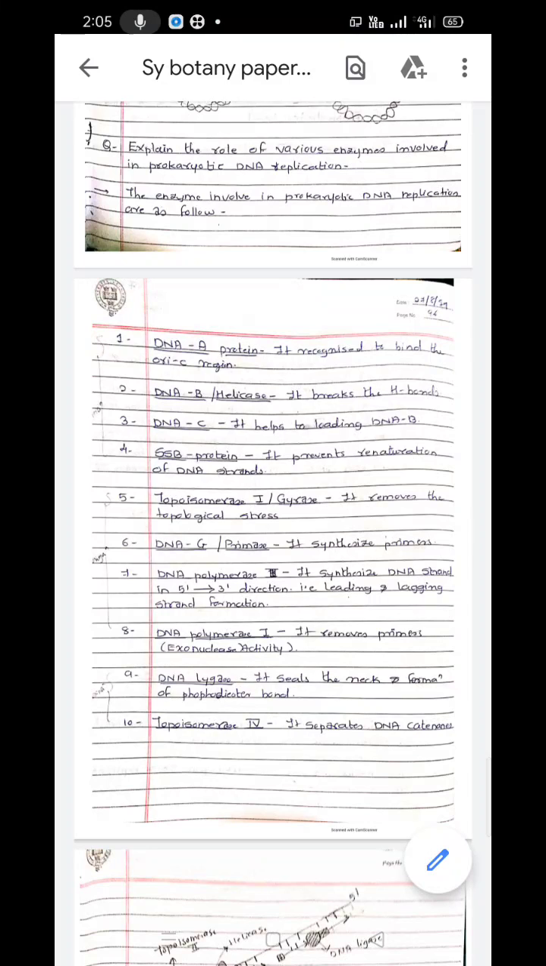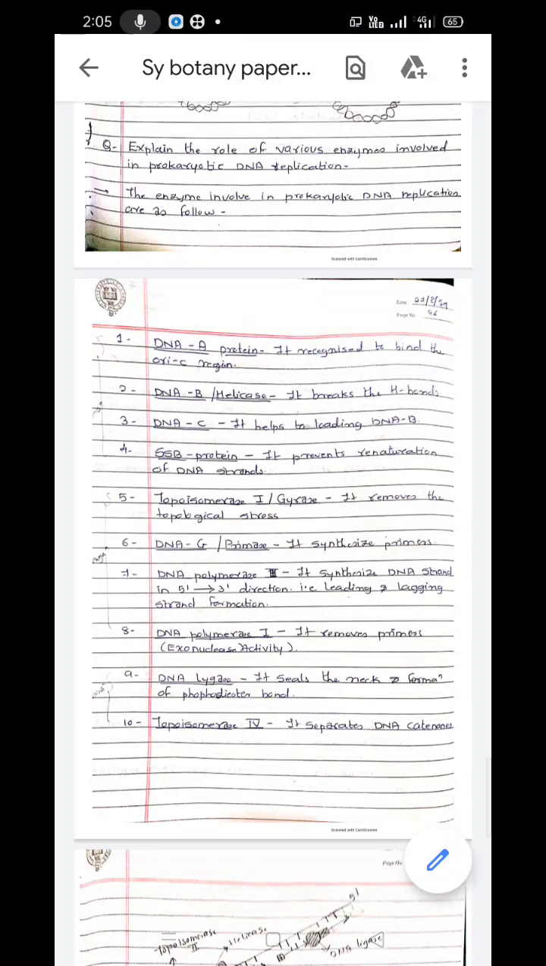The first enzyme used in prokaryotic DNA replication is the DnaA protein. The DnaA protein recognizes and binds to the OriC region. This OriC region is the starting point of the replication. DnaA protein binds to this OriC region, and then the replication process starts.